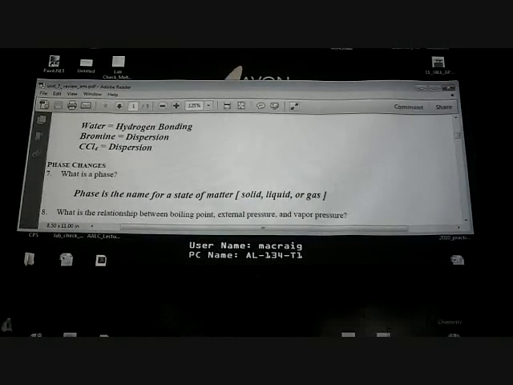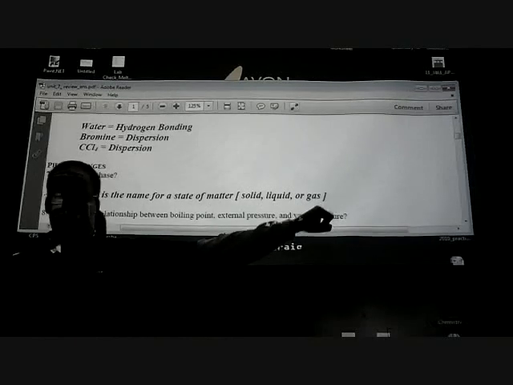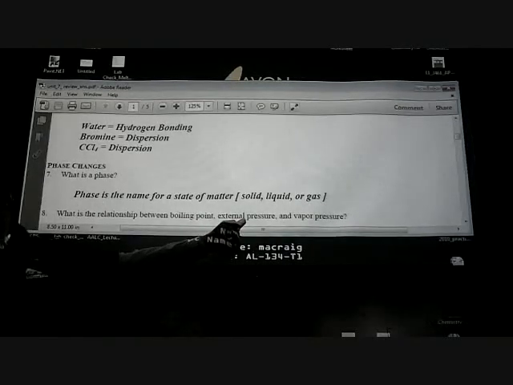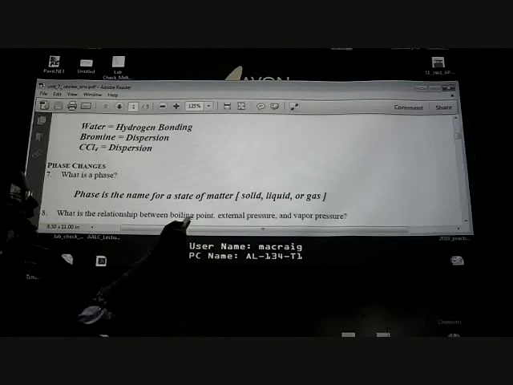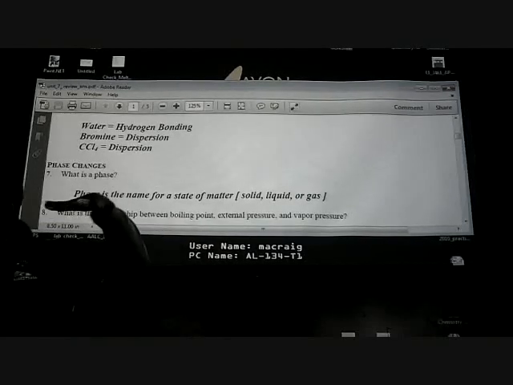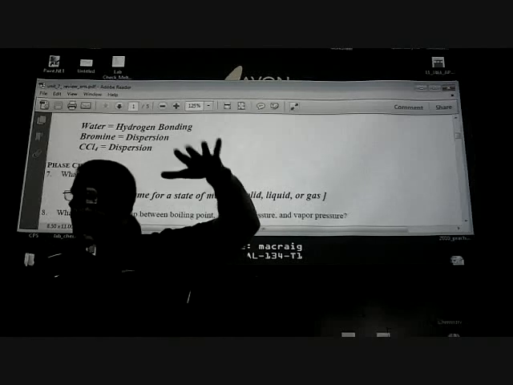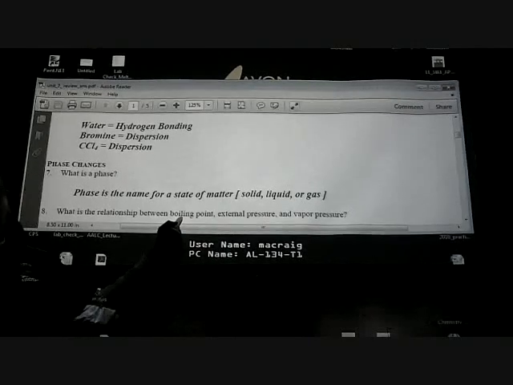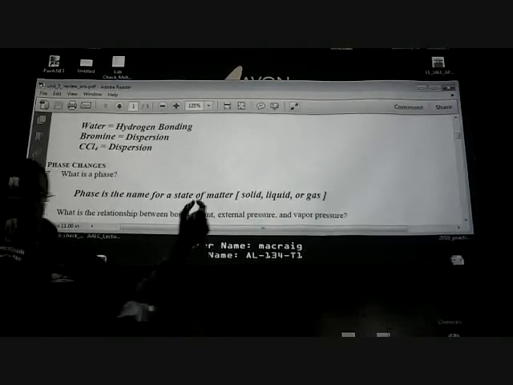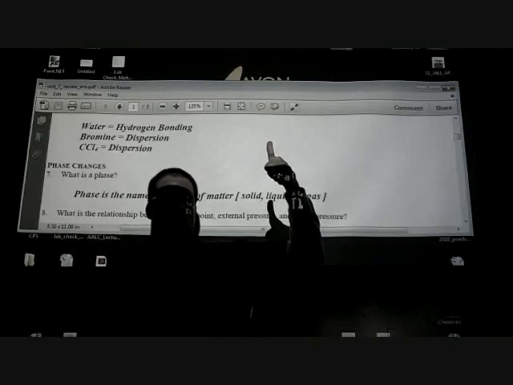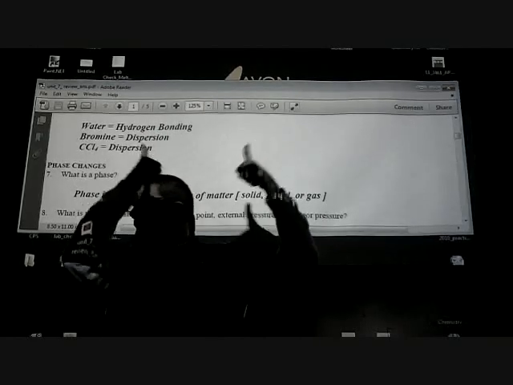Number 8, what's the relationship between boiling point, external pressure, which we can call atmospheric pressure, and the vapor pressure? So let's start with the external pressure at 1 atmosphere. The boiling point will be whatever it is, and the vapor pressure will be whatever it is. So we've got our baseline. Let's say that we increase the atmospheric pressure. What happens to the boiling point when the atmospheric pressure goes up? It goes up. Very good. So it's directly related.